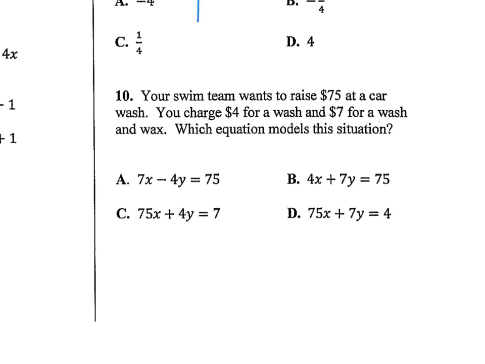Number 10 says your swim team wants to raise $75 at a car wash. You charge $4 for a wash and $7 for a wash and a wax. Which equation models the situation? So think about it. You want a total equal to $75. It's $4 per wash and $7 per wax and wash. Which of these would represent an equation?